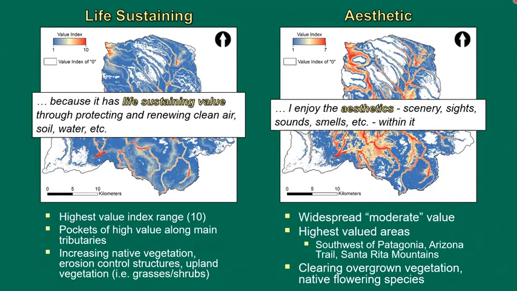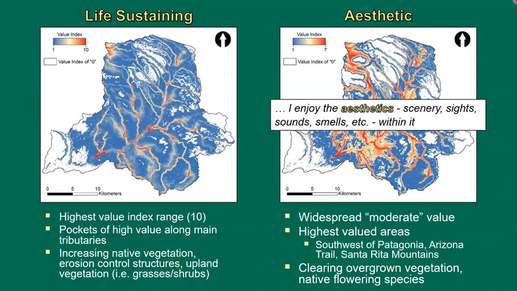Looking at life-sustaining and aesthetic value, which represent more of the emotional interaction with the watershed, the respondents look at life-sustaining value as because it has life-sustaining value through protecting and renewing clean air, soil, water, etc. So this was actually the highest valued social value in the survey. It was the most important social value to the survey respondents in general. A similar pattern, pockets of high value are located along the main tributaries, particularly Flux Canyon, in this case Harshaw Creek, Crown Ranch up here into the Santa Rita Mountains.